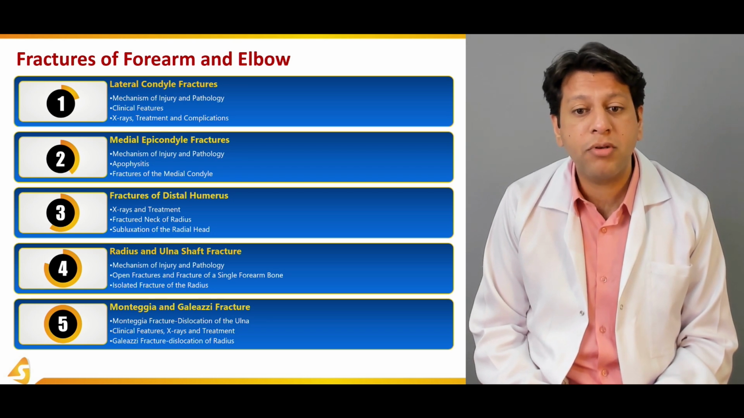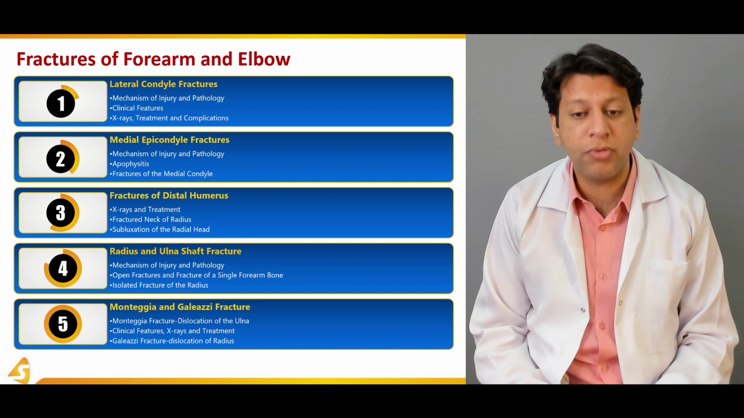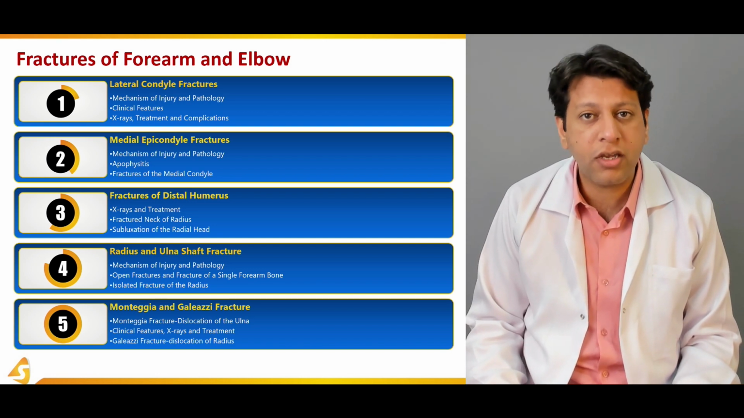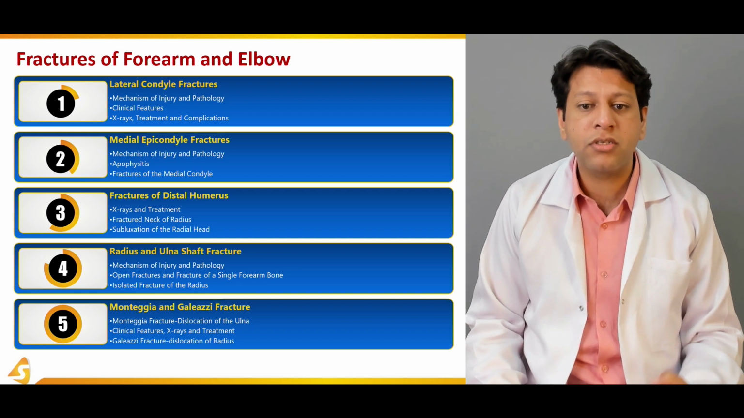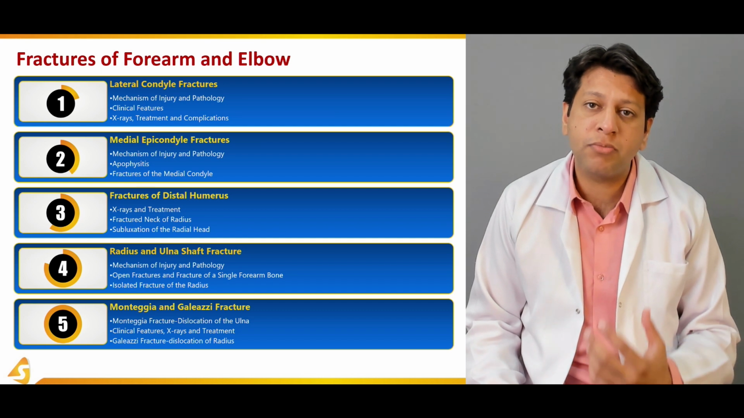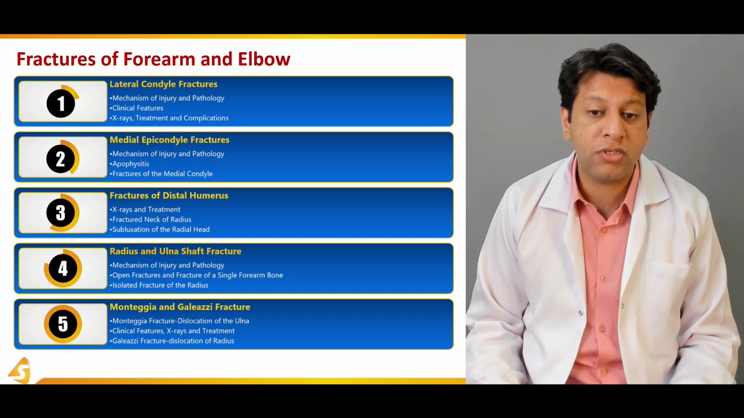The next section will be dealing with the fractures of the distal humerus, which is actually the distal humeral avulsion fractures, especially of the cartilage. We'll be going through the x-rays and treatment and how to actually diagnose them, because this is quite a common injury, especially which is missed.